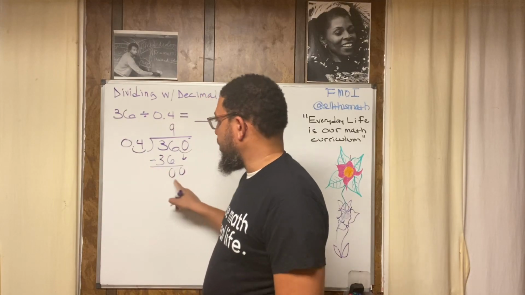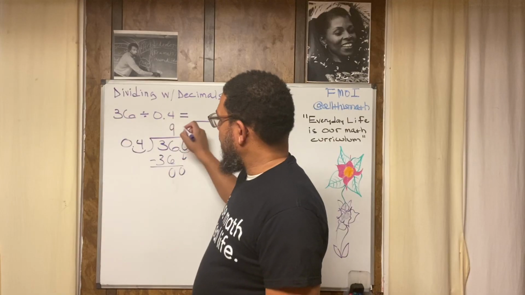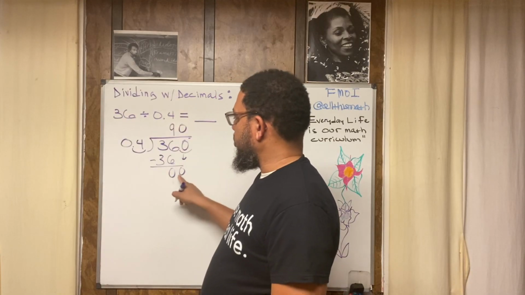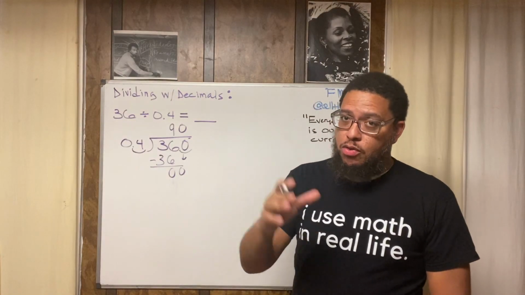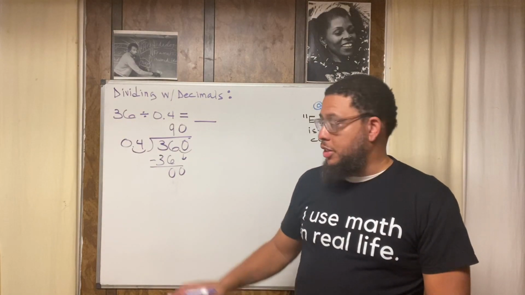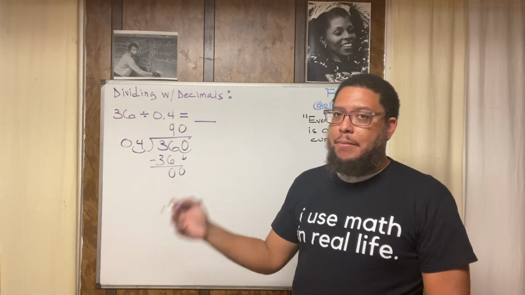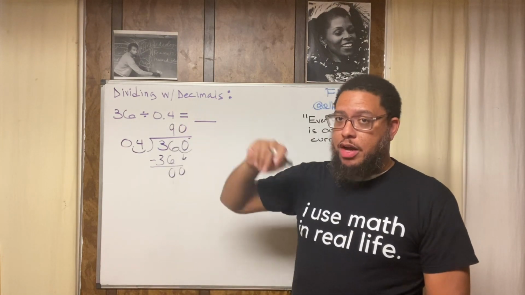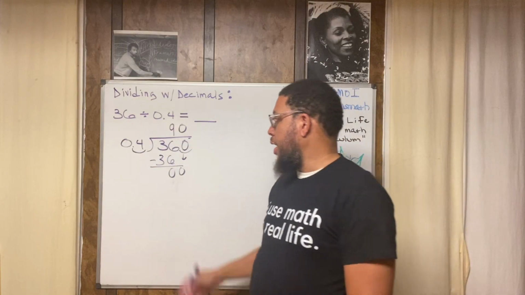How many 4s can fit in a 0? None. So that means that you're going to put a 0 up here, because you're basically doing 0 divided by 4. Now 0 divided by 4 equals 0. 4 divided by 0, on the other hand, which is not what we're doing right here, is undefined. We can't divide by the number 0. 0 can be divided by other numbers, but we cannot divide by 0. That's a little sidebar. All right, so that's 90.